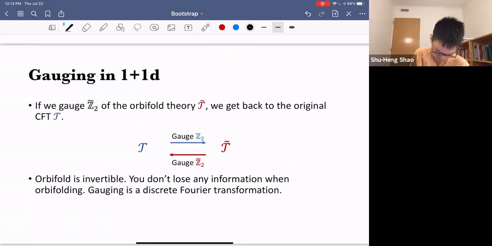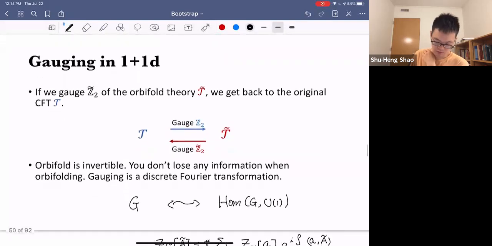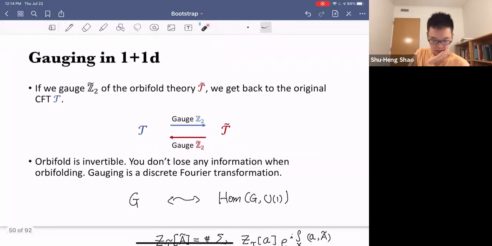That's a very interesting question. So the general statement is that if you gauge a finite group G, you get Hom(G, U(1)). Now, for abelian groups, this is isomorphic to that. Actually, let me try to write it in a more palatable way.